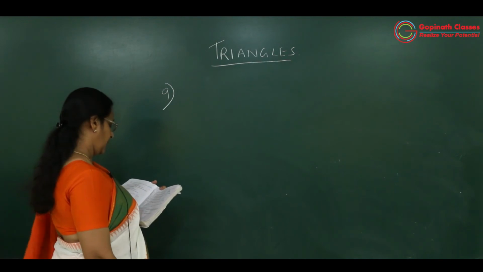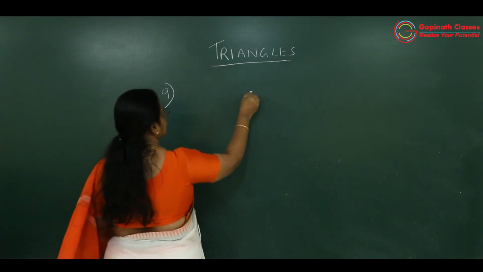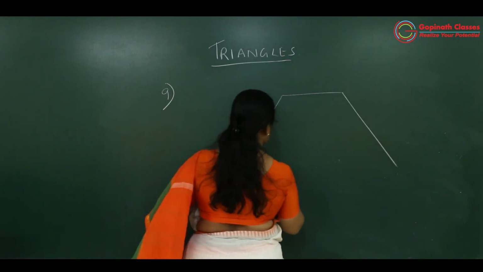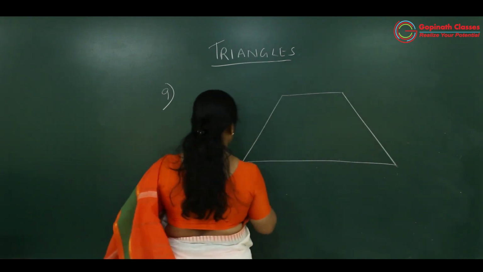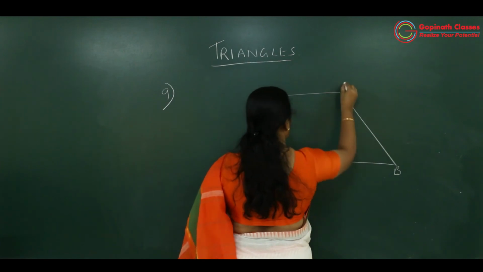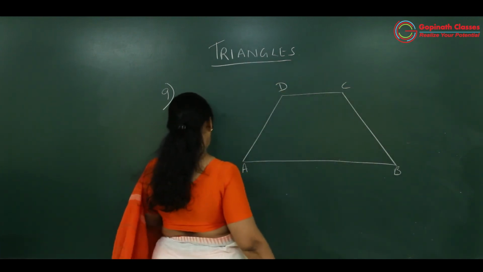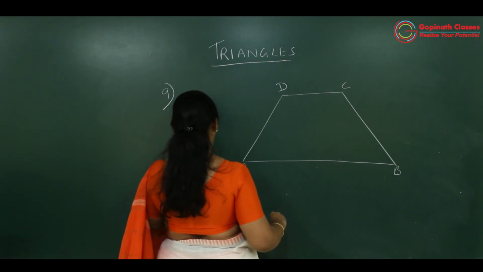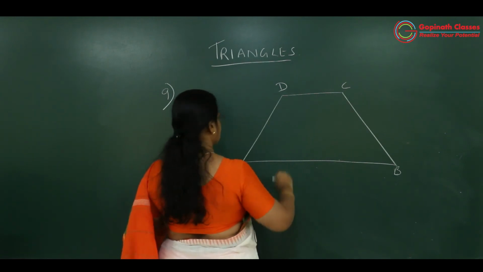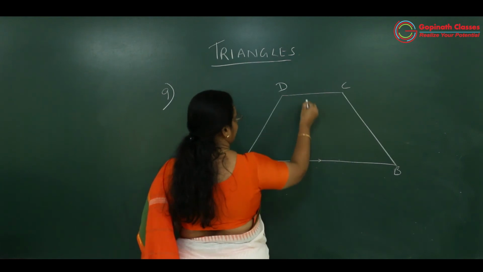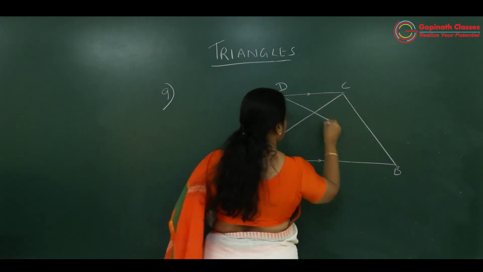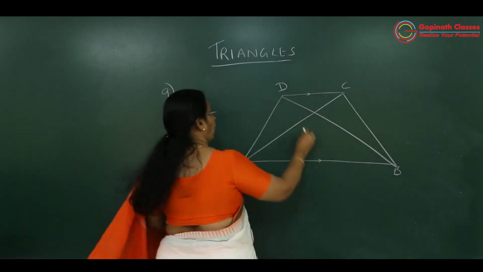9th question. ABCD is a trapezium. You know what a trapezium is? One pair of opposite sides parallel होगा. ABCD is a trapezium in which AB parallel to CD and its diagonals intersect each other. ये दोनों parallel है, दिया है, and their diagonals AC and BD intersect at O.